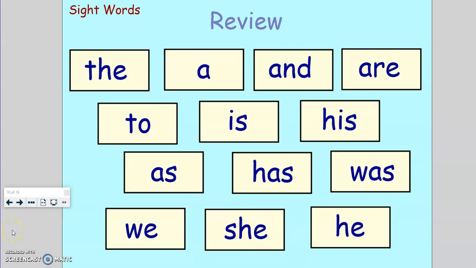Okay, so the last thing we're going to do today is we're going to review all the sight words that we've learned so far in phonics. So repeat after Miss Frem. The, a, and, are, to, is, his, as, has, was, we, she, and he.